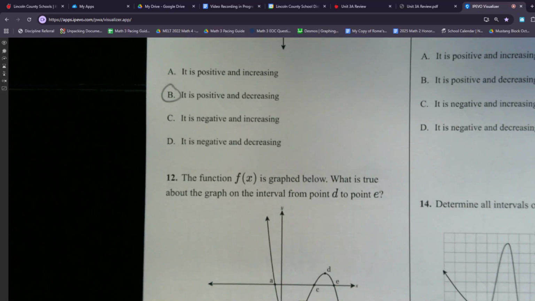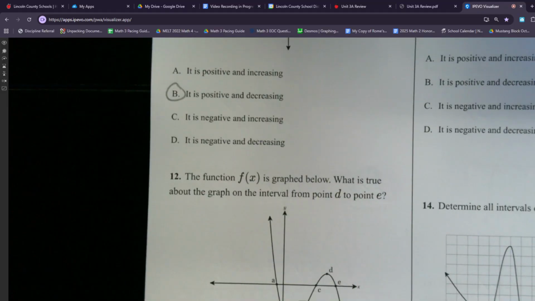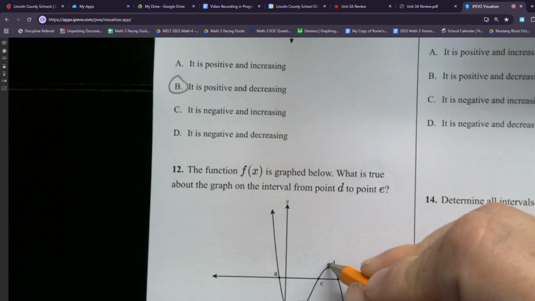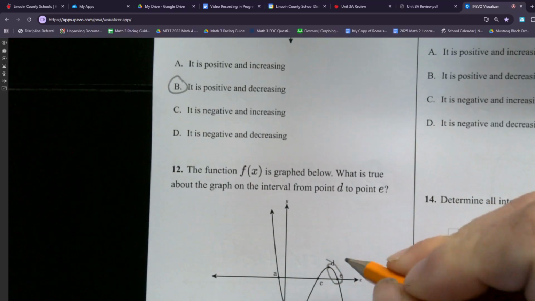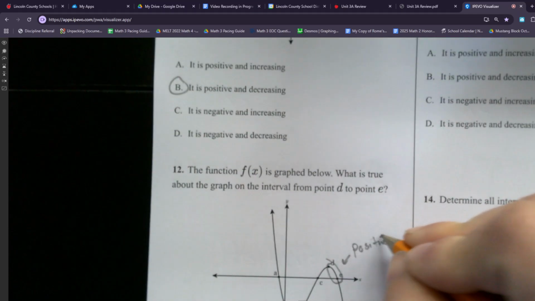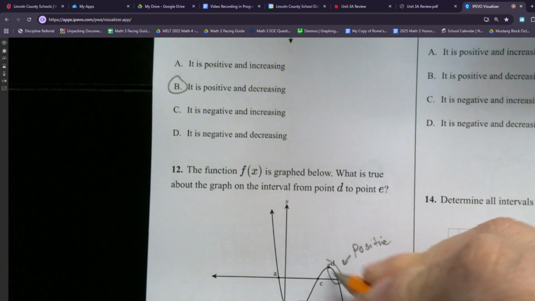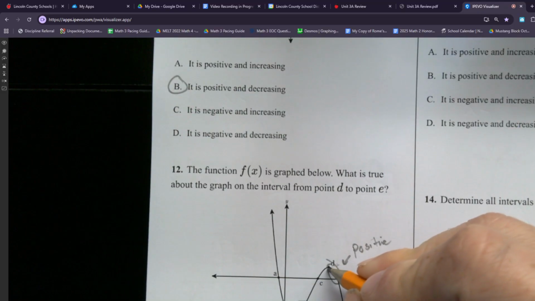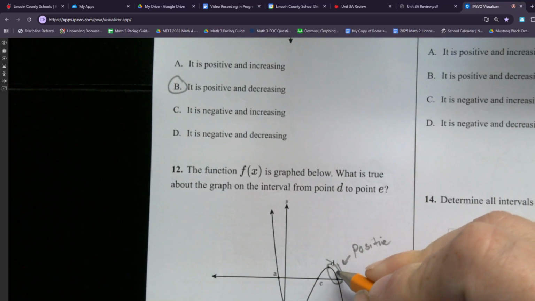F of x is graphed below. What is true about the graph on the interval from D to E? D to E. That's just this little part right here. Okay. We know it's positive. It's above the x-axis, so it's positive. From left to right, it is actually decreasing there.